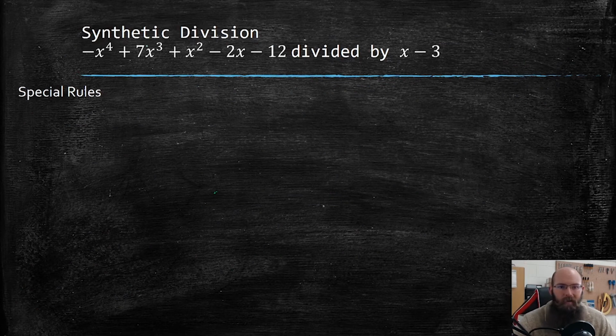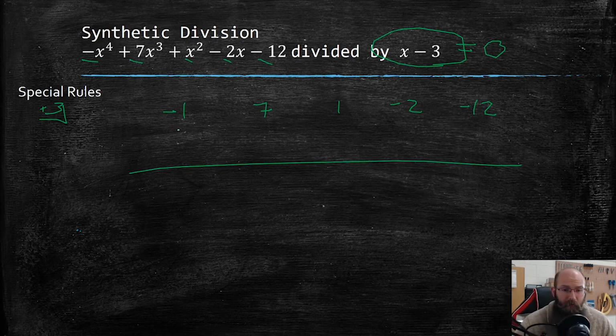So here I'm going to do another example of synthetic division. I'm looking at my coefficients. This one actually isn't missing anything. I go x to the 4th, 3, 2, 1, 0. Awesome. So I'm just going to write those down. Negative 1, 7, 1, negative 2, negative 12. Then I'm going to look at this, and that is how I'm going to find the number that goes in my special box. I set this equal to 0 and solve for x. So it's a positive 3.